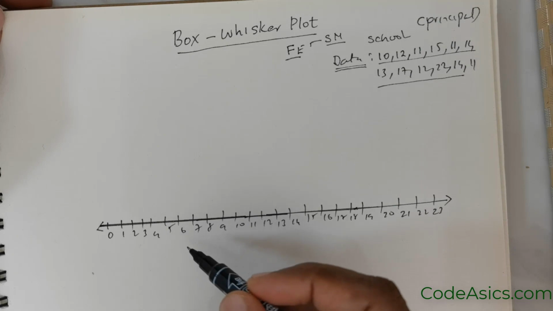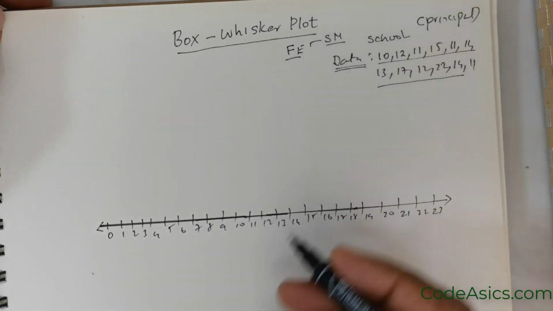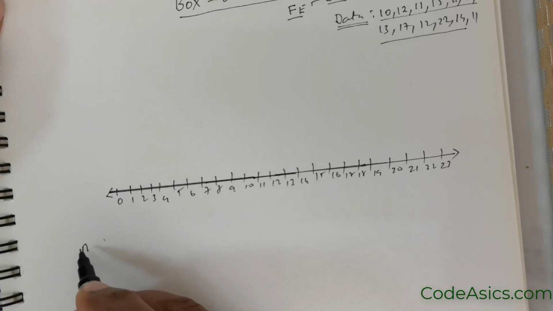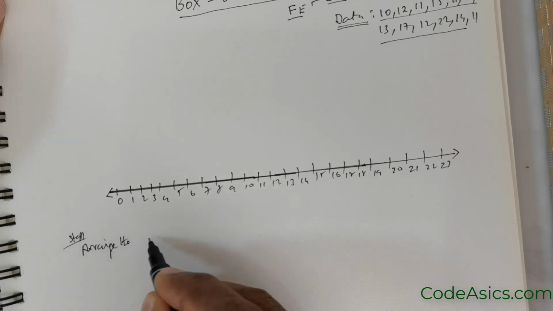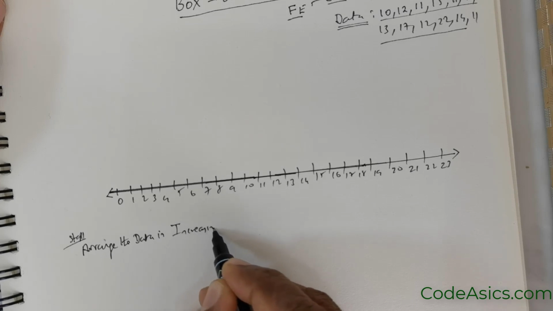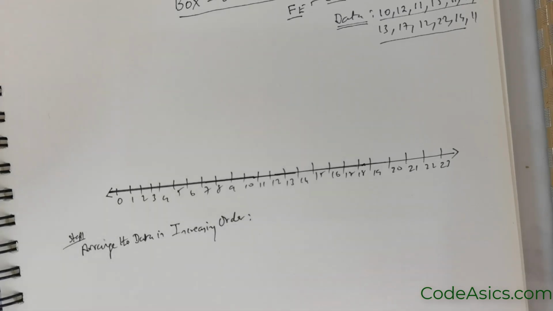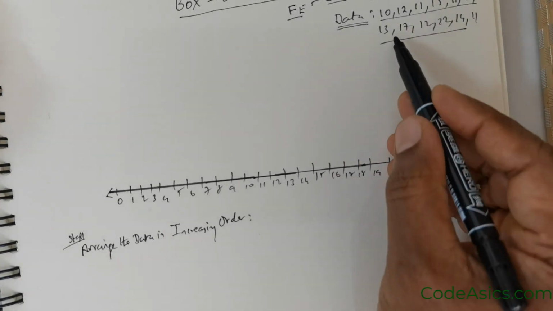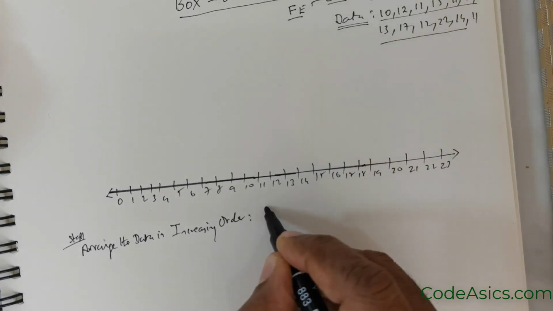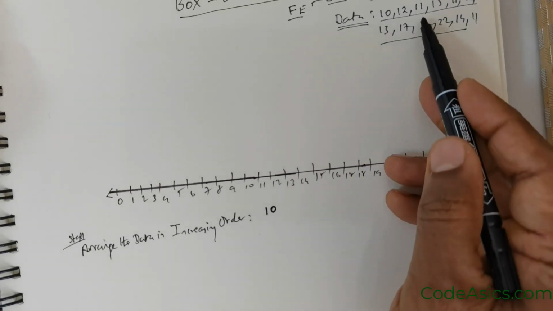So what I'm going to do is, foremost, get the data and arrange the data in increasing order. Step number 1, you arrange the data in increasing order. Okay, that is the step that you will have to follow. So I'm going to write down the data given. The first smallest number that I have is 10. The next one I've got 11.